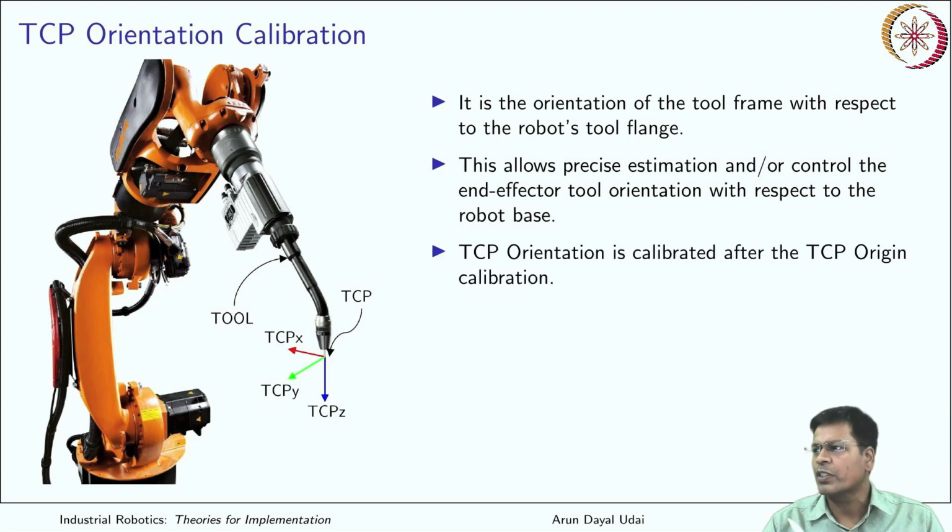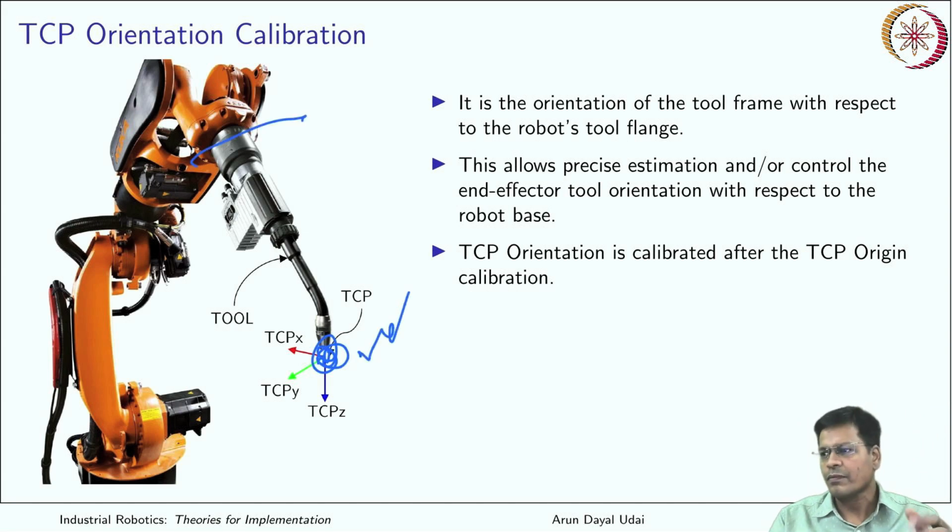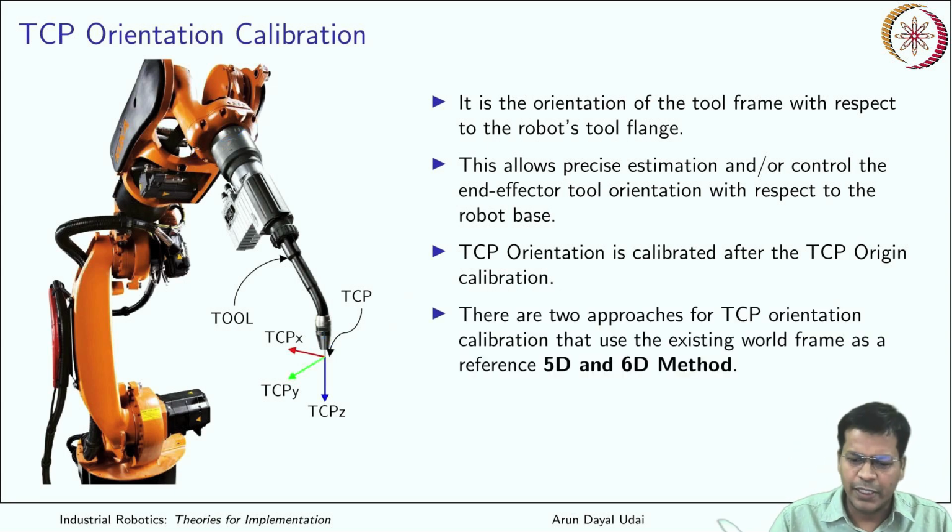So the TCP orientation is calibrated after TCP origin calibration. That is, we want to know this origin first. First we'll translate from this flange till this location, and then I'll orient the frame so that it aligns with the tool orientation. Got it? So this is the job that we want to do.